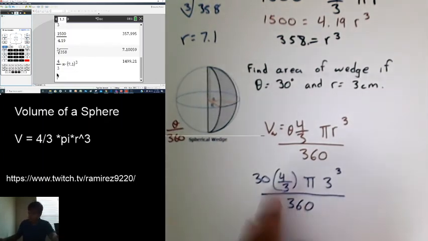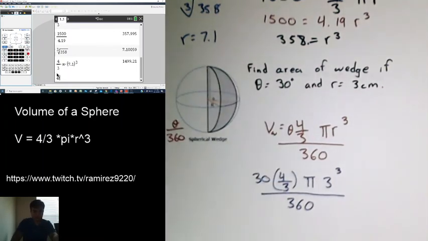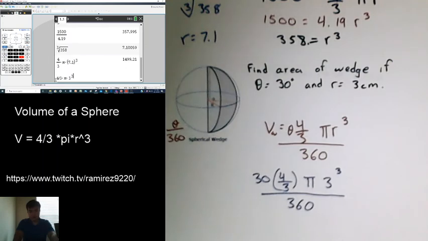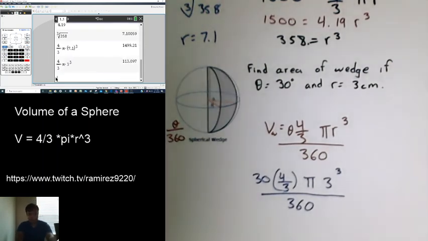Obviously, this is going to be less than the total volume. The total volume of this specific sphere happens to be 4 over 3 times pi times 3 to the third power. This is the total volume. There are many ways to think about it. 30 over 360 is 1/12 of it. So I could take this 113 and divide it by 12 and get something really close to what the answer will be.